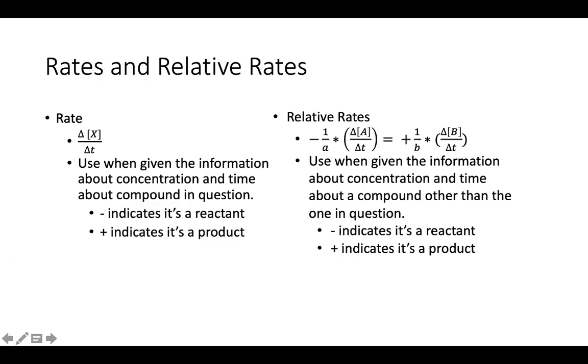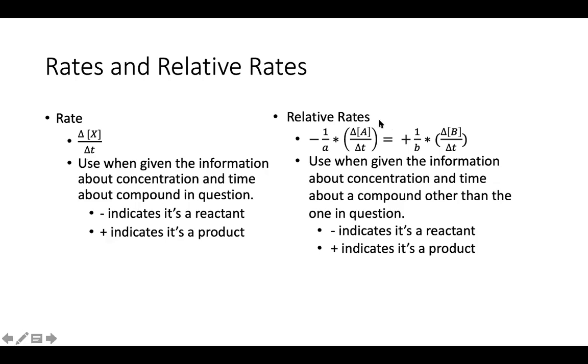Okay, so here's our definition of rate and relative rates. Whenever they give you information about a compound and then ask about the rate of that same compound, you're going to use this general formula. If you have a compound, let's call it compound A, and they want to know the rate of disappearance of compound A, you would do the change of concentration divided by the change in time, right? And if you have a negative rate, it's a reactant, positive rate, it's a product.